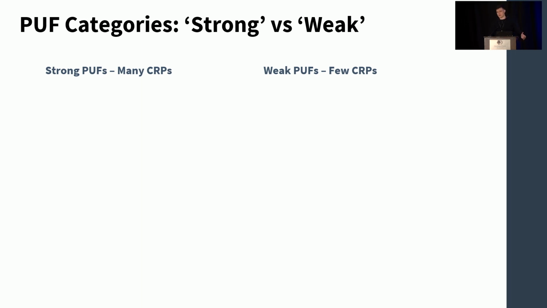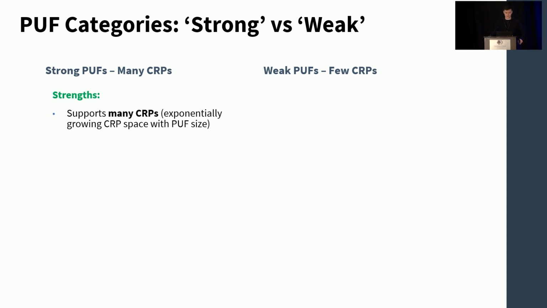For strong PUFs, we can generate many, many possible unique challenge responses. For weak PUFs, there's only one to a few that we can generate. So obviously a strength of a strong PUF is that it supports many, many unique challenge response pairs. We tend to denote this as the CRP space growing exponentially as the PUF size increases. And generally, not always, but generally, we have a low implementation overhead for many proposed strong PUF designs. Many are based on fairly simple linear delay logic or ring oscillator chains that can be cast onto an ASIC or synthesized on FPGA.